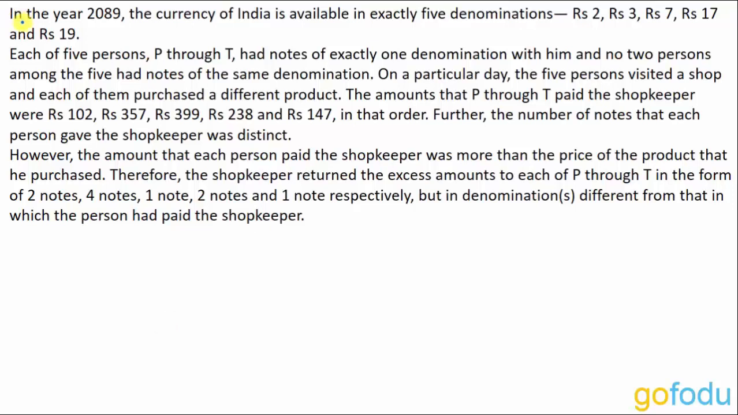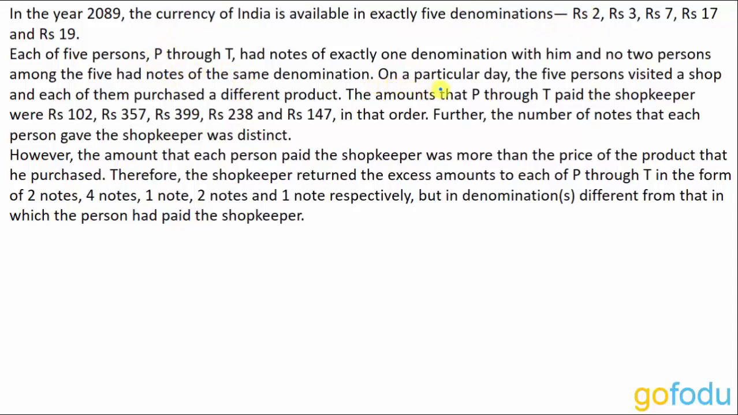Let's start. In the year 2089, the currency of India is available in exactly 5 denominations: 2, 3, 7, 17 and 19. Then there are 5 persons P through T, and they had notes of exactly one denomination with them, and no 2 persons among the 5 had notes of the same denomination. That is, each denomination corresponds to a single person.